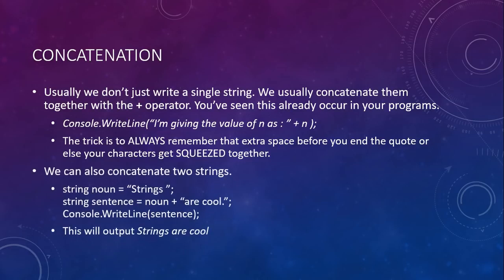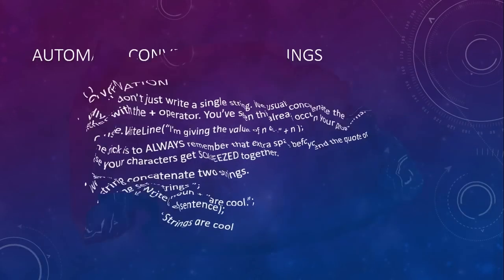We can also concatenate two strings. So string noun is equal to "strings." String sentence is equal to noun plus " are cool." Console.WriteLine(sentence). Right? When we do this, you'll notice that it will output "strings are cool" because sentence concatenates noun with " are cool." So sentence actually has the value "strings are cool."